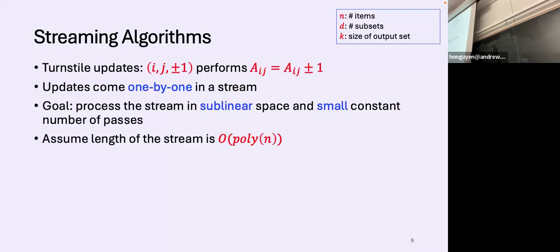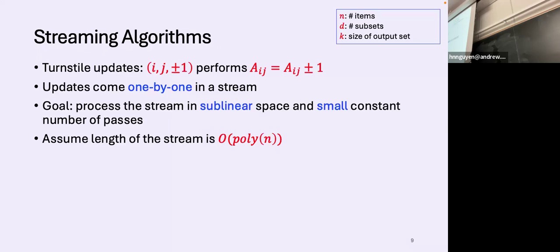So we start with the actual A, and then we get updates one by one, and we want to find, what do we want to find? I don't understand why a_ij equals plus or minus one.